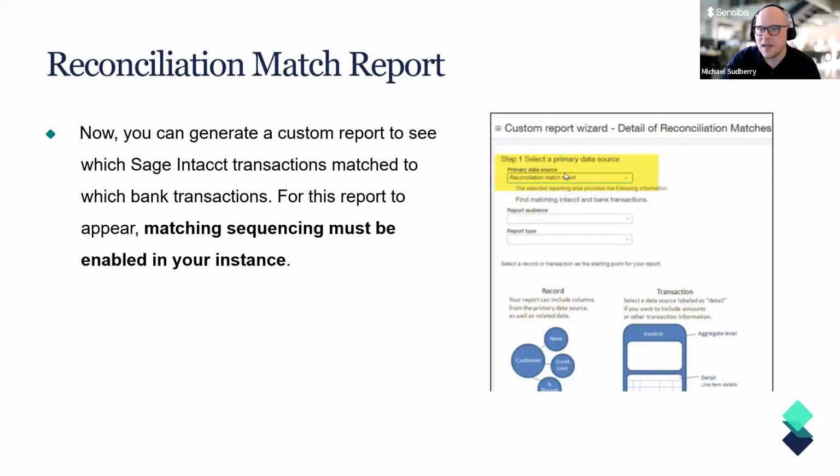Also, now there is going to be a new primary data source within the custom report writer so that we can actually have reconciliation match reports. Now, if you're utilizing a lot of the matching rules within the bank rec, this is going to give you a lot of detail as to what rules are actually doing your matching of your banking transactions. So this can be built from the custom report writer with the new field.